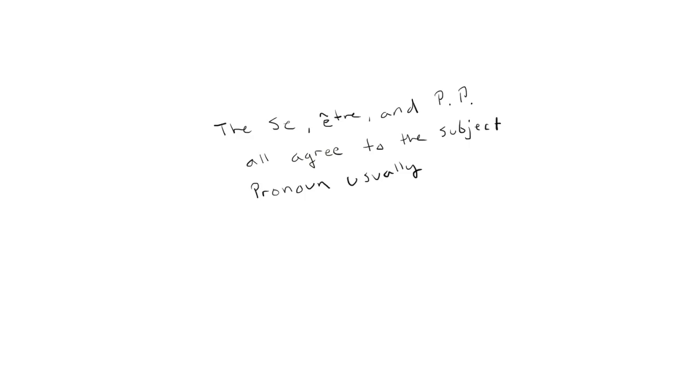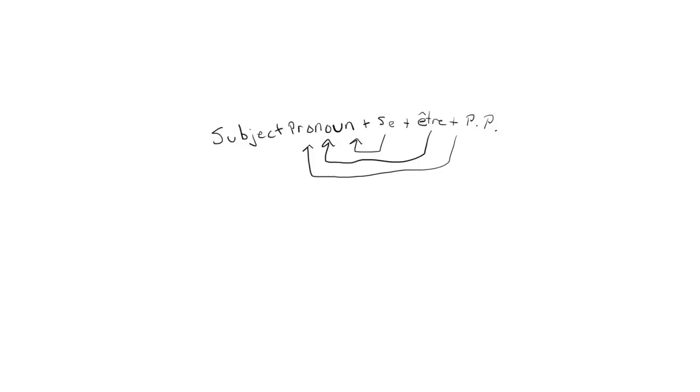The past participle is something different. Also, hopefully, I think I've clarified this a few times already, but the subject pronoun is just, you know, je, tu, il, elle, on, nous, vous, ils, elles. In English, it's just like I, you, he, she, they, we, and whatnot. So it goes in this order: subject pronoun, se, être, past participle.